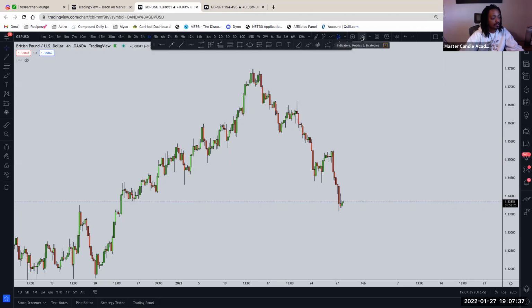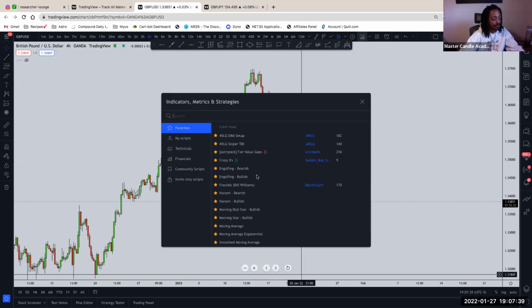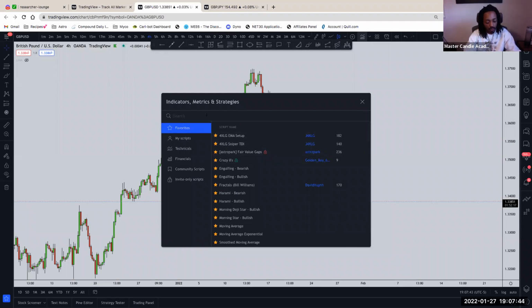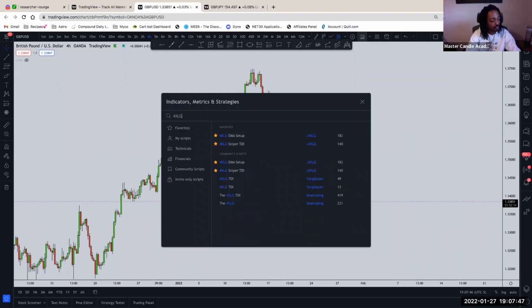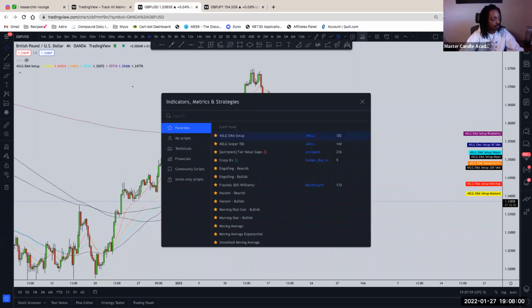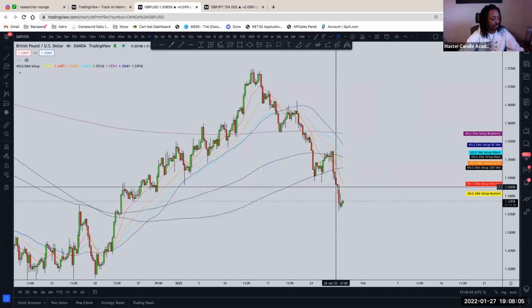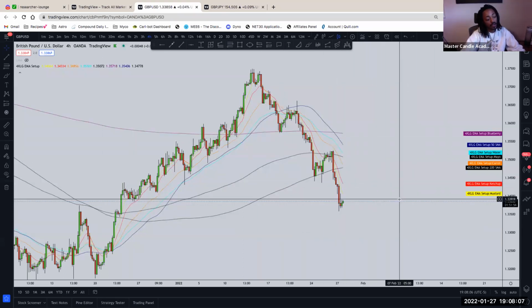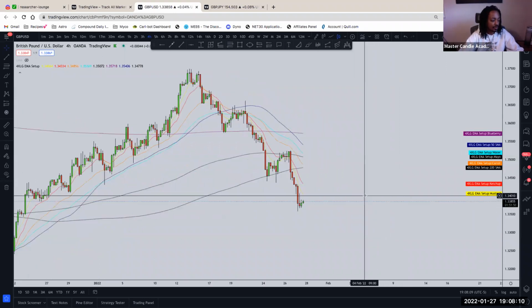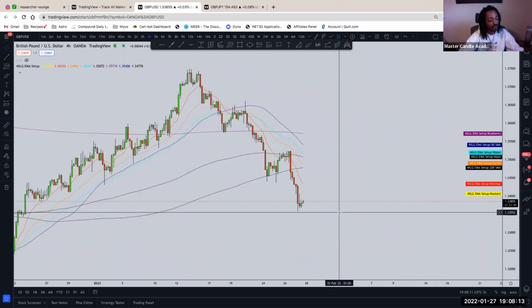You're going to click indicators, metrics, and strategies. It's not going to be in your favorites unless you've already favorited it, but you will type 4XLG setup, EMA setup, right? You have to type it like that so it'll pop up. Go ahead and click it. I favorite it so that way it will pop up here and you won't have to search it. You click it, go ahead and add it to your screen. Now, once we do this, we're not done because we don't use everything here in the 4XLG that's provided.